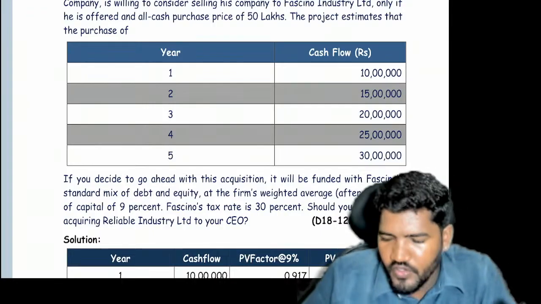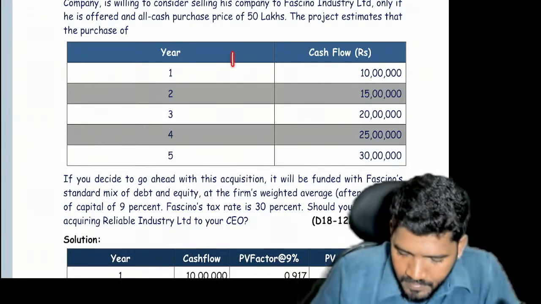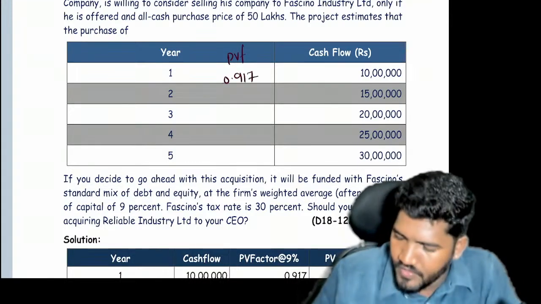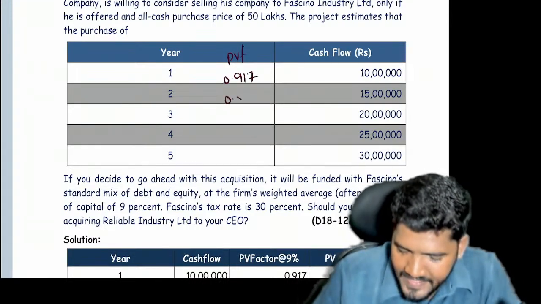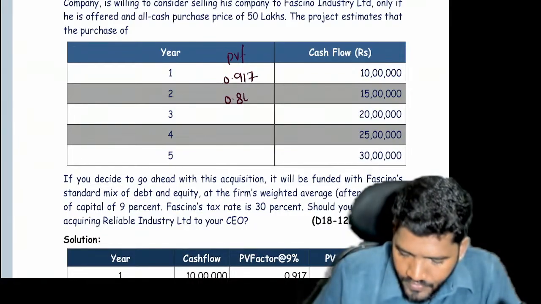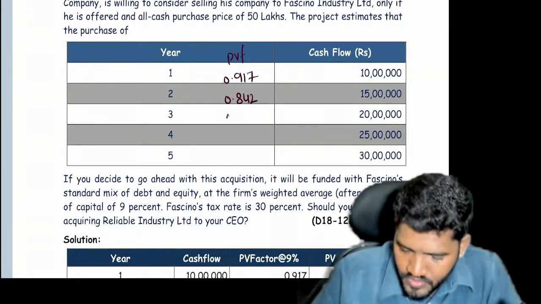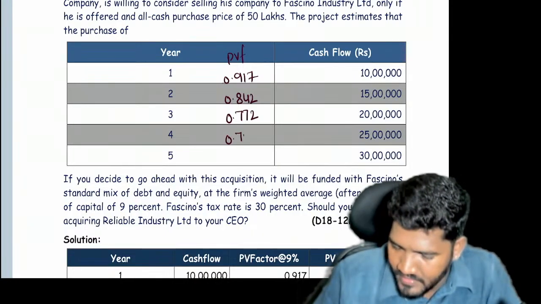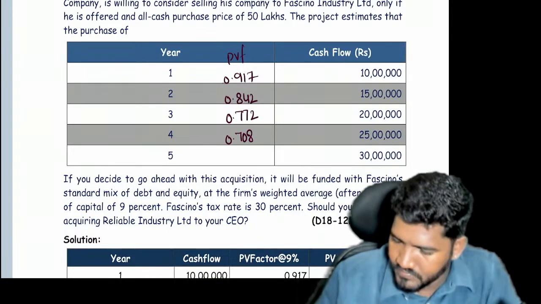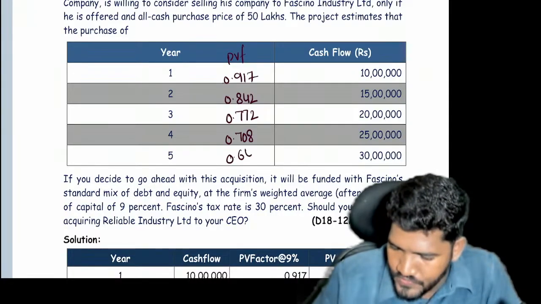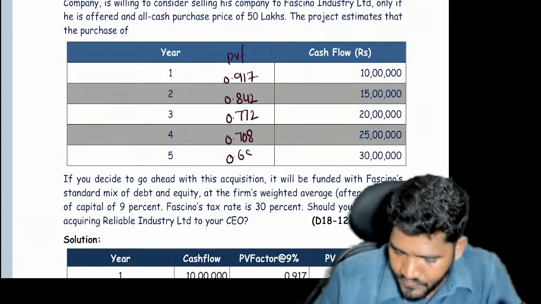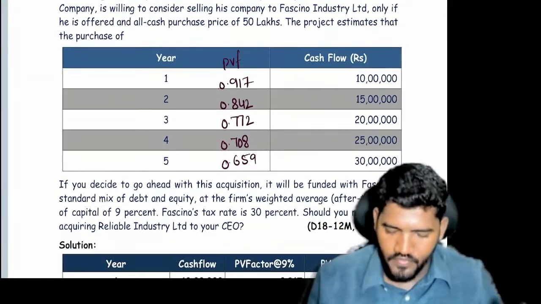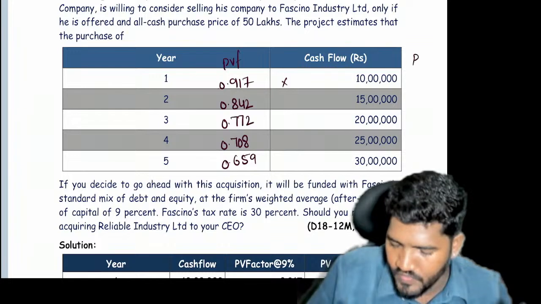If you press equal to, you will get the first year. That is nothing but the present value factor: 0.917. If you press equal to a second time, it is the second year factor: 0.842. Then 0.772, 0.708, 0.64, 0.659. So this is the present value factor. If you multiply it with the cash flows, you will get the present value.